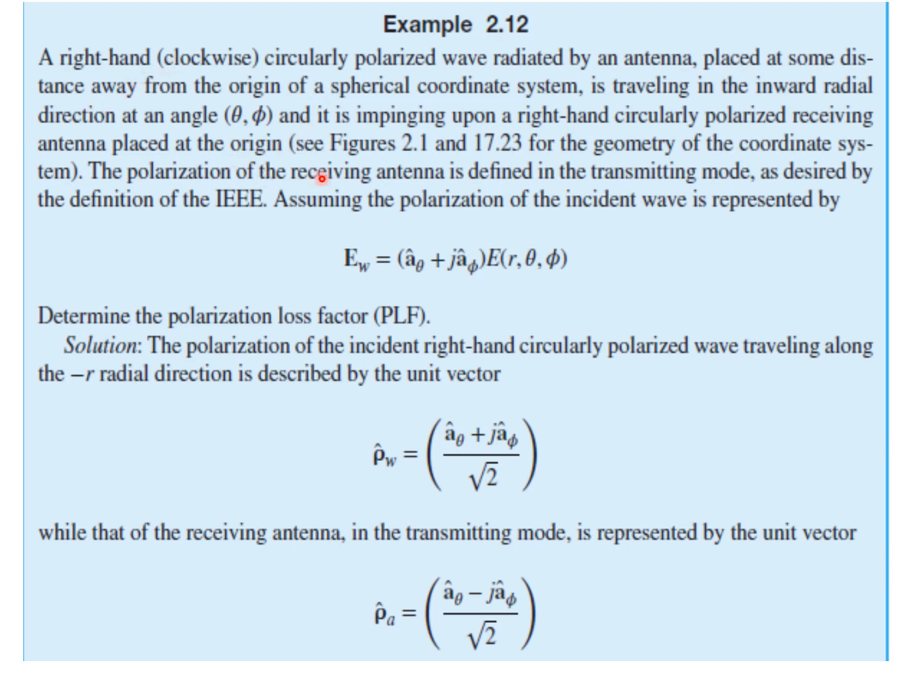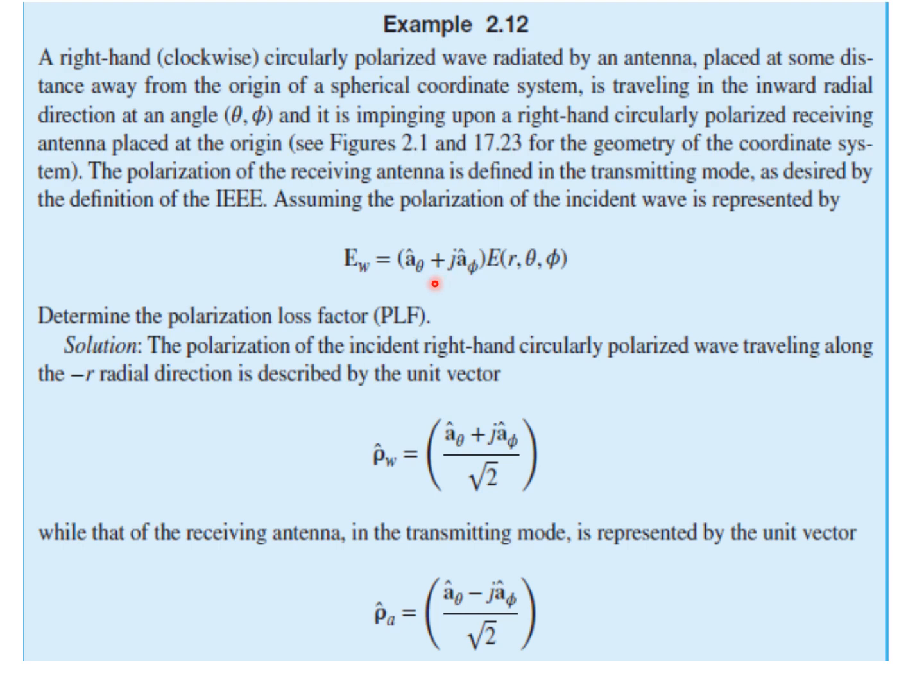The polarization of the receiving antenna is defined in the transmitting mode, as per the IEEE definition, assuming the polarization of the incident wave is represented by this. So E_w is equal to a_theta plus j a_phi, with some general value of electric field. So theta and phi components exist. So this is a right hand circularly polarized incident wave.